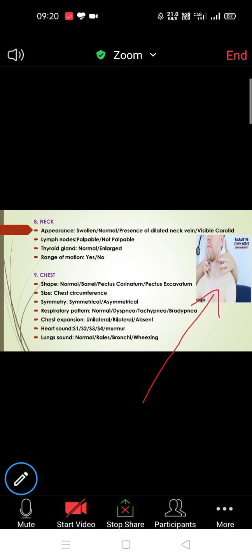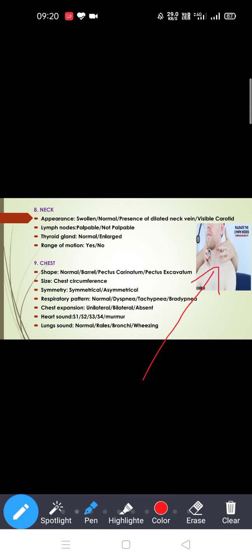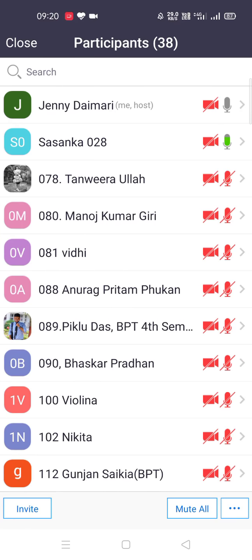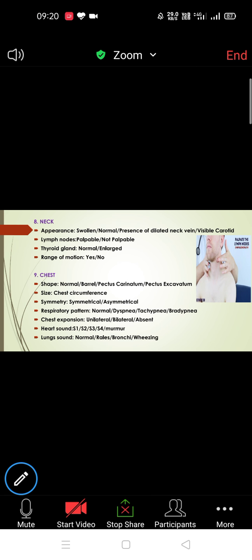Okay, so all these you will assess in the neck. First you will assess the appearance, second you will assess the lymph nodes, third you will assess the thyroid gland, and the fourth you will assess the range of motion. Okay, this is all about the neck, and then comes the chest. Clear? You have understood the neck? Okay, then we will come to the chest.